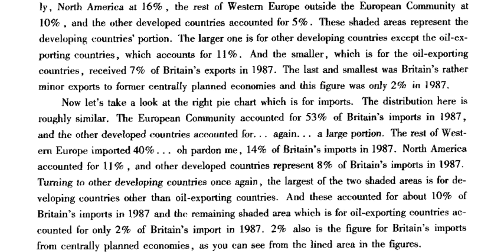North America accounted for 11%, and other developed countries represent 8% of Britain's imports in 1987. Turning to other developing countries once again, the largest of the two shaded areas is for developing countries other than oil exporting countries, and these accounted for about 10% of Britain's imports in 1987, and the remaining shaded area, which is for oil exporting countries, accounted for only 2% of Britain's imports in 1987.